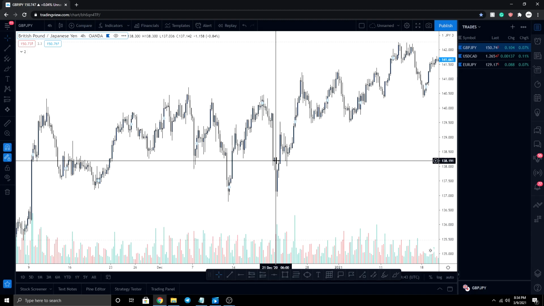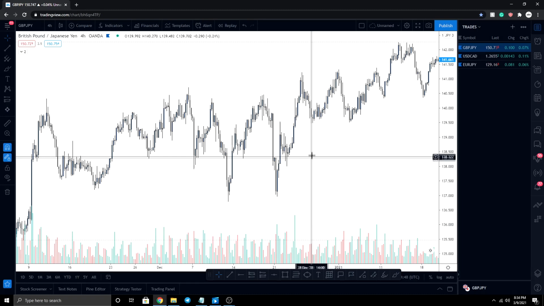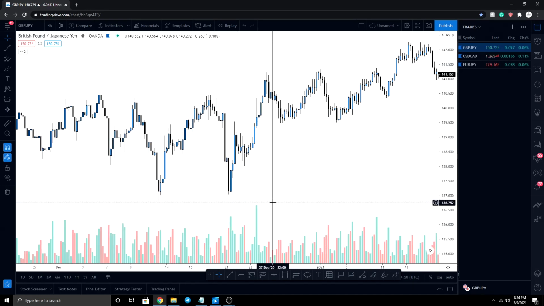With another video on GBP JPY structure and how to differentiate from the higher time frame and lower time frame. So let's get straight into the video.